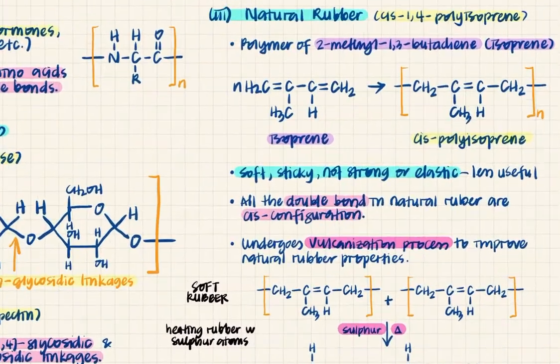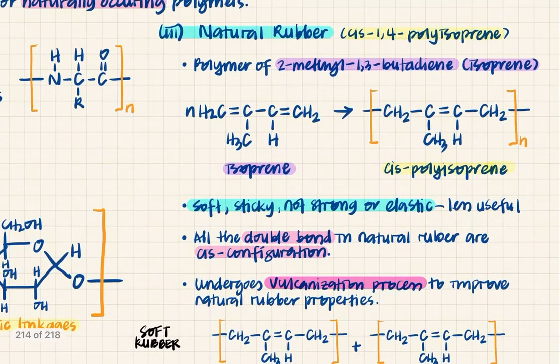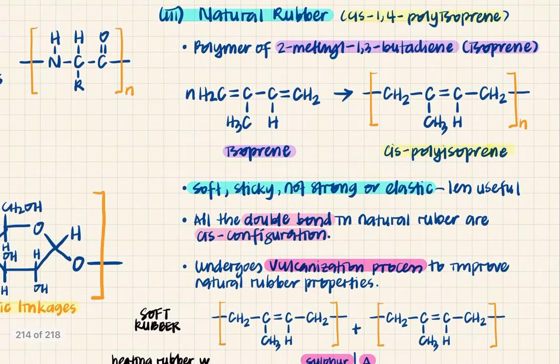Okay, now we're going to look at the next type of example, which is natural rubber. So natural rubber, or cis-1,4 polyisoprene. Okay, natural rubber is a polymer of this monomer, 2-methyl-1,3-butadiene or isoprene. Okay, so this is its monomer. When it says polymer of, this is the monomer. Okay, polymer of this monomer.